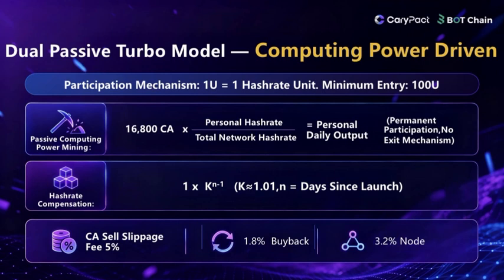In addition to that, there is another very important mechanism within the ecosystem. From all non-sell slippage fees, 5% is redirected back into the ecosystem circulation model. Out of this 5% allocation, 1.8% flows back into the staking pool, and 3.2% is distributed to node holders.